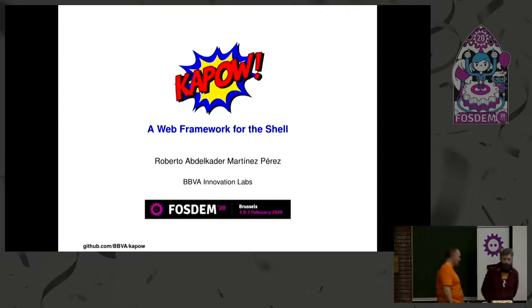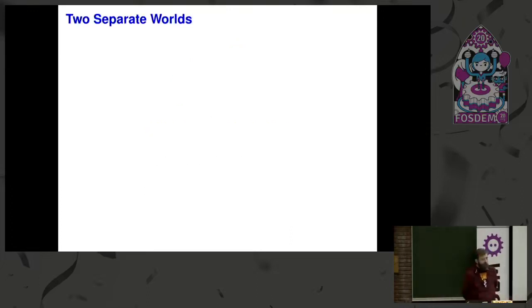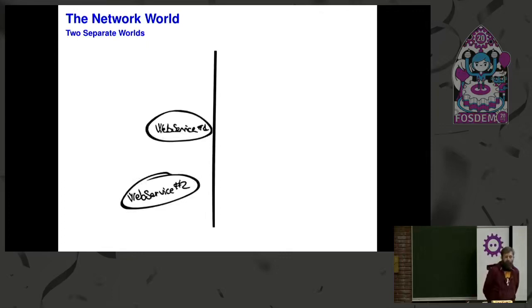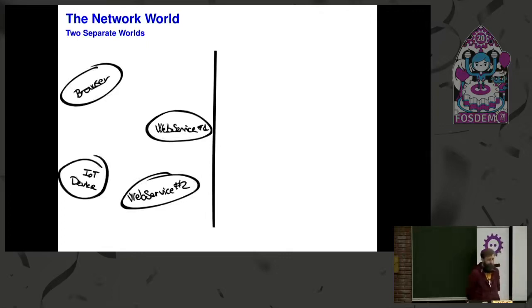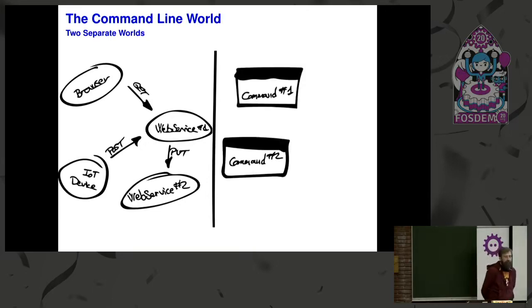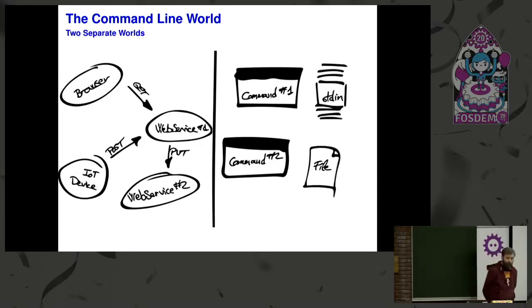Hello, everybody. I'm here to speak about Kapow. Let's begin. So first of all, there are two separate worlds. On the left, we have the network world, whose inhabitants are web services, browsers, IoT devices, you name it. And they speak several languages, but the main one is HTTP. The other world is the command line world. The citizens are the commands, files, and file descriptors, and they communicate through pipes and redirections.